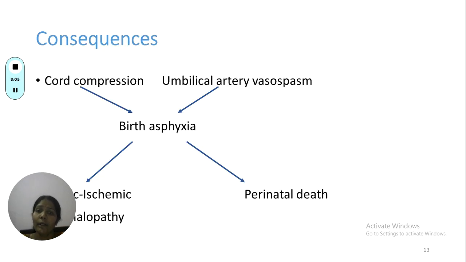So what is happening after cord prolapse? Why is it risky? Because once the cord is exposed to the environment, there can be an umbilical artery vasospasm due to the cold, and also cord compression by the presenting part that is present in the inlet. That can lead to birth asphyxia, which can further lead to hypoxic encephalopathy as well as perinatal death. So cord compression by the presenting part and umbilical artery vasospasm are the main factors which give rise to the pathological effects of cord prolapse.